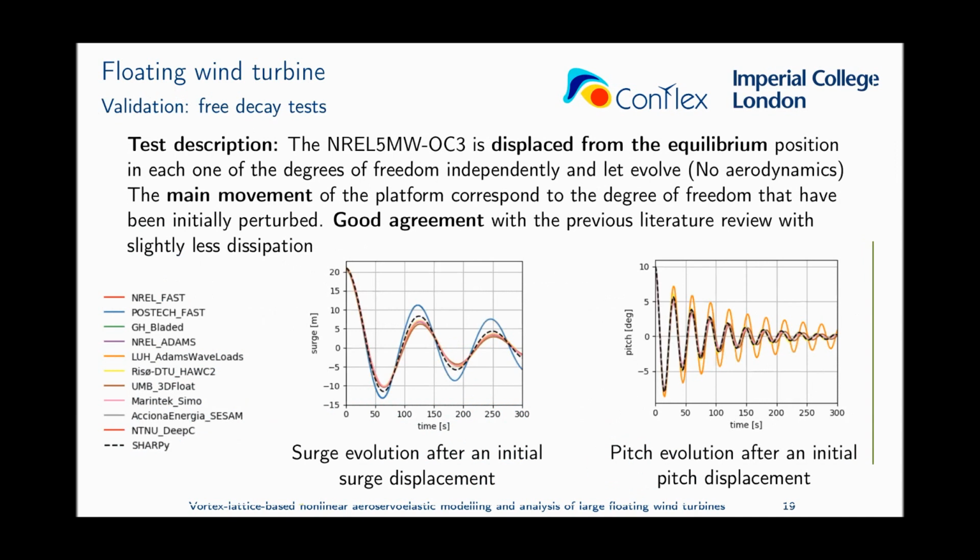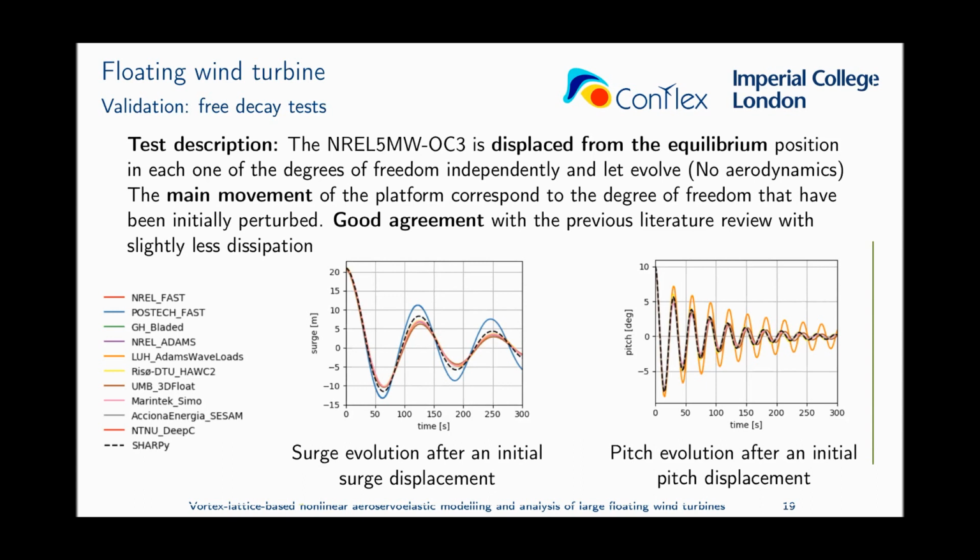So to validate the floating dynamics, we implemented the NREL 5 megawatt wind turbine with the OC3 floating platform. And we ran these cases to compare against the literature. These validation cases consist of displacing the wind turbine from the equilibrium position in one of the three directions, or rotating it in one of the three main rotations, and letting the system evolve and recording that evolution.